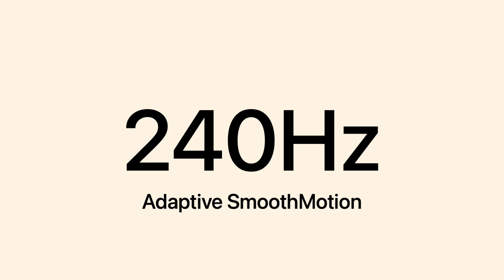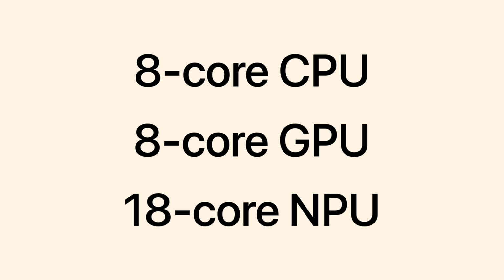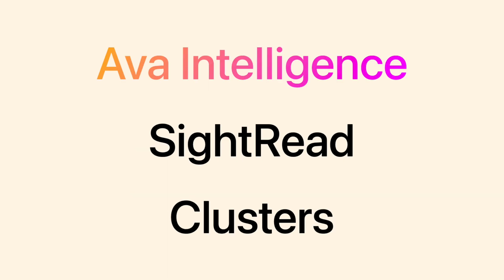It does this with a high 240 Hz adaptive smooth motion refresh rate, which is double what we've been able to achieve on any other Sight product. And this is thanks to Orange Sight Air's custom low-power chip, derived from our X-Series silicon, X5e. X5e features a powerful 8-core CPU for compute tasks, a high-end 8-core GPU for gaming, refresh rates, and driving the high-res display, and a fast 18-core NPU. Enabling features like AVA intelligence, sight read, and clusters.